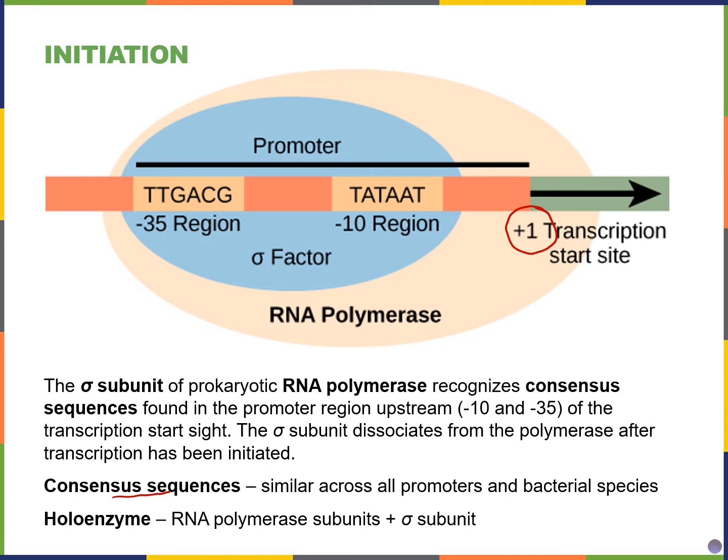And these are in a region known as the promoter. So promoters are upstream of the transcription start site, and within the promoter there are two consensus sequences that are similar across all promoters and across most bacterial species. In particular, there's a region called the -10, so -10 nucleotides upstream of the transcription initiation site. This is called the -10 region, and we can see it says TAAT.